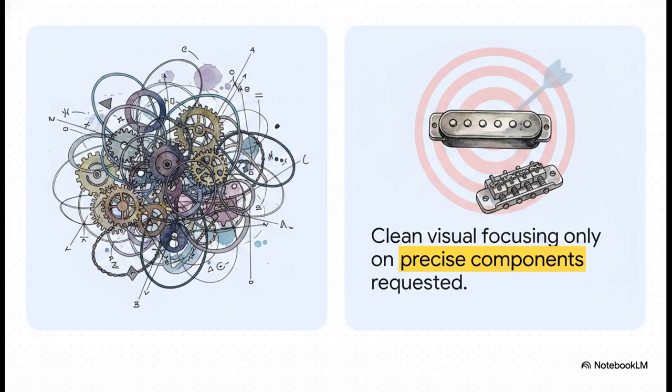And this brilliantly illustrates the difference. On the one hand, you get a crowded, confused graphic with a million things going on at once. It's a massive risk for errors because the AI is just trying to do way too much. But on the flip side, you get a clean, targeted visual that focuses only on the precise components we actually requested. By applying these strict constraints, you literally transform a messy, unpredictable hallucination into a clean, highly controlled deliverable.